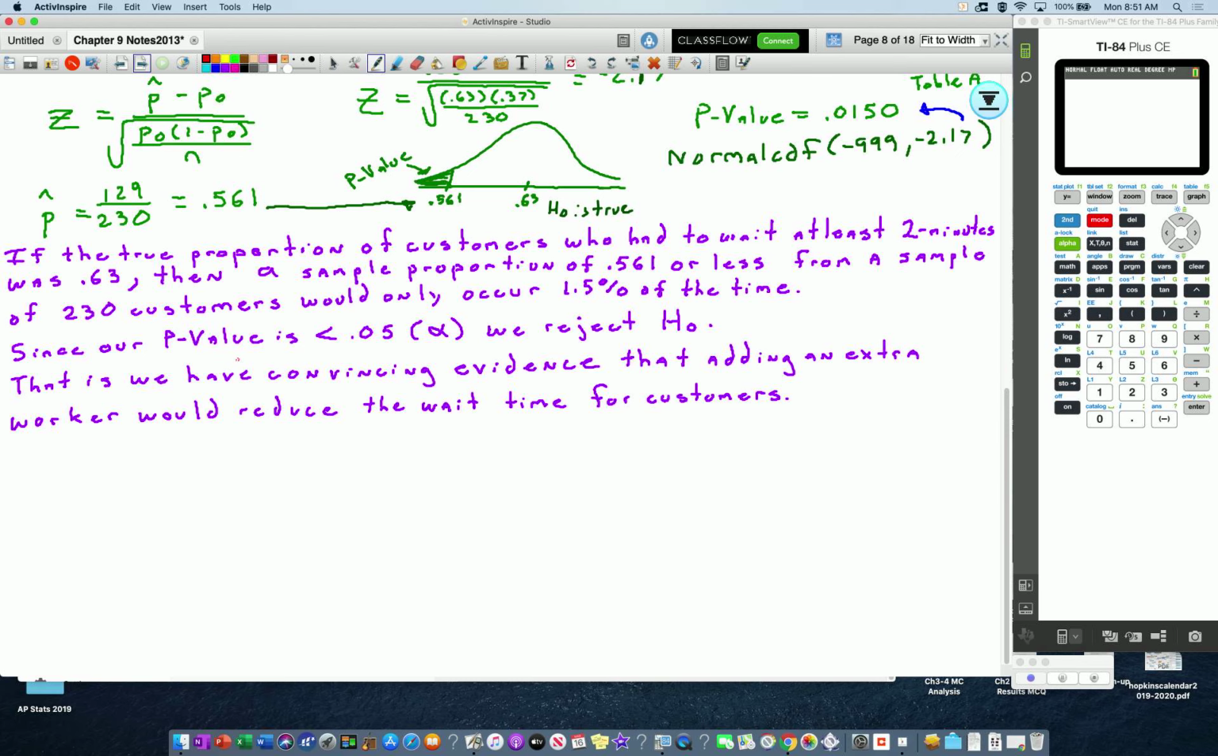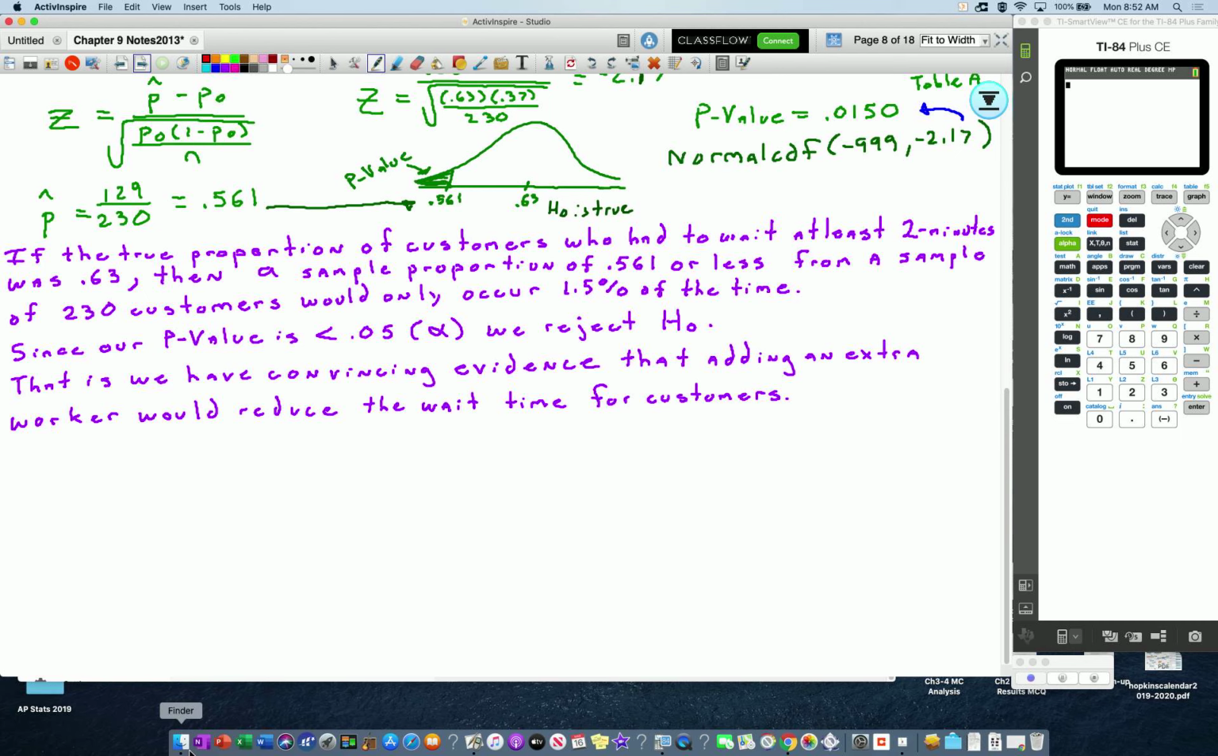So since our p-value is less than alpha, we reject the null hypothesis. Sweet. What does that mean to reject it? Well, that means we have convincing evidence that adding the additional worker would reduce the wait time for the customers. So this manager, based on his little study and his sample, would actually continue to add workers, because he believes it's actually reducing the wait time.